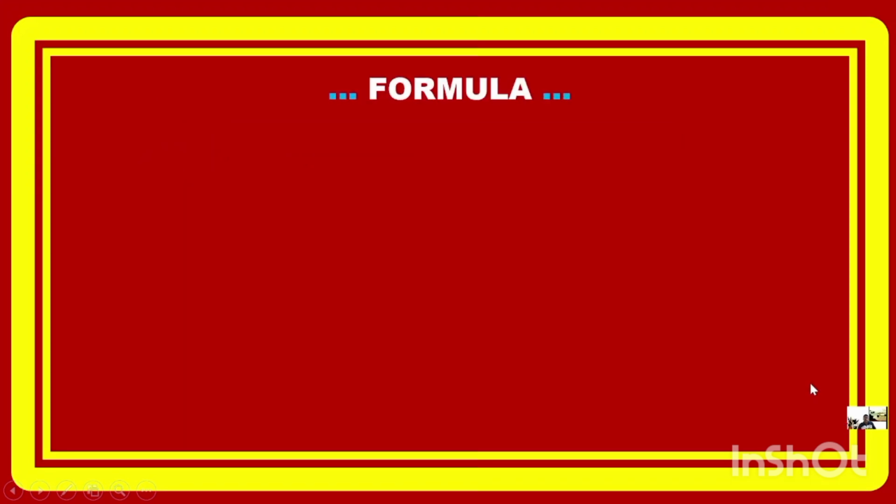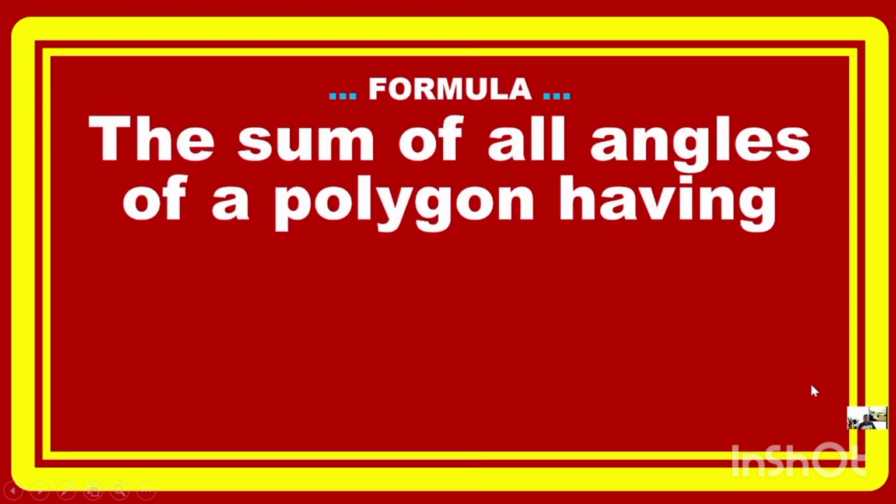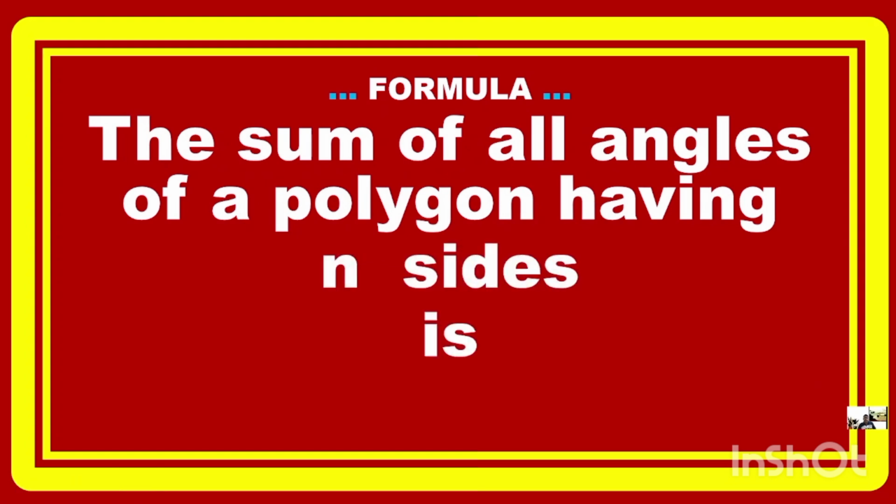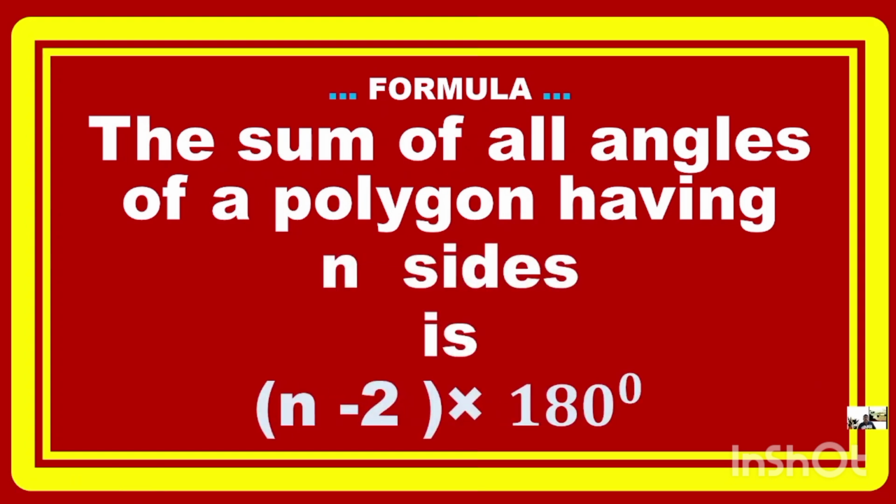In this class we are going to find out the sum of all angles of a polygon having n sides, which is (n minus 2) into 180 degrees. Here is the formula you have to remember. Using this formula you can find out the sum of all angles of any polygon with a given number of sides. This concept we are going to discuss.